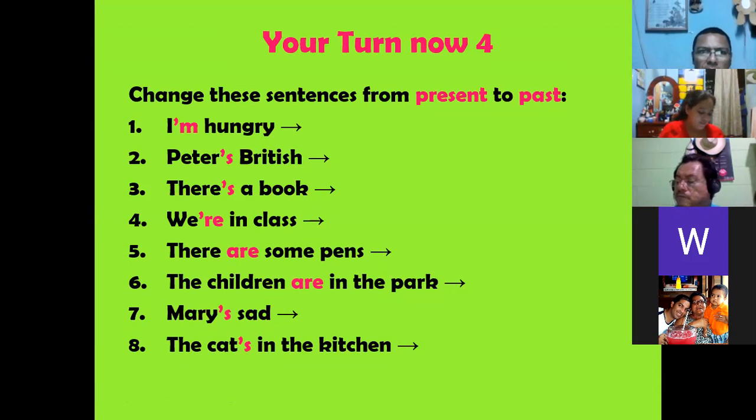Okay, ahora lo que tienen que hacer es escribirlas en pasado. Por ejemplo, la número uno, it says, I'm hungry. ¿Cómo la trasladarían a pasado? I was hungry. Number two, Peter was British. Number three, there was a book. Porque es singular. Había un libro. There was a book. We were in class. There were some pens.